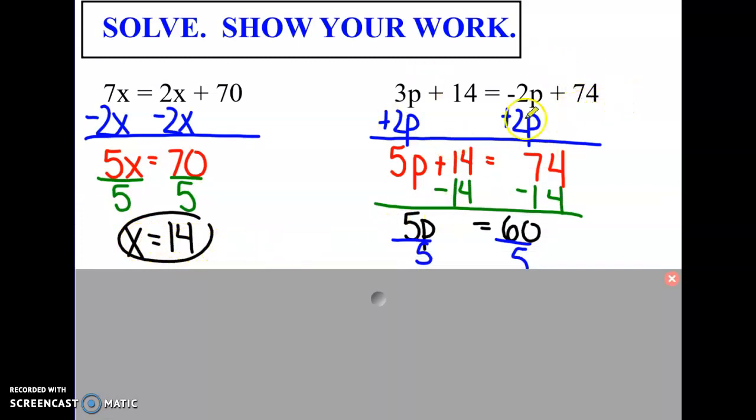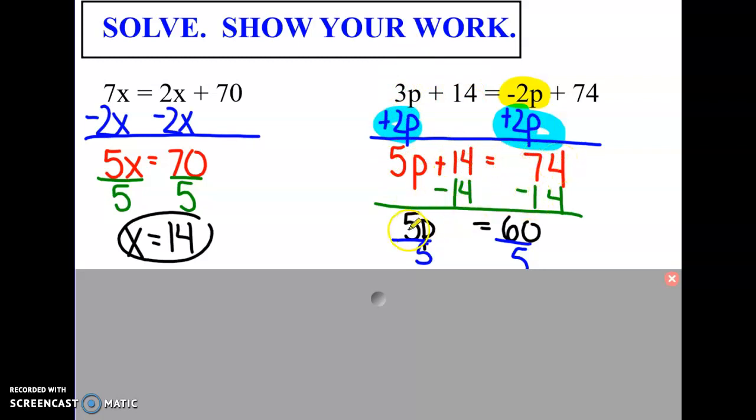On the second one, I wanted to get rid of my smaller variable. I want to get rid of that negative 2p. So in order to do that, I'm going to add 2p onto both sides. You should have done this on your work. Working down then, 3p and 2p is 5p, plus 14 is equal to 74.